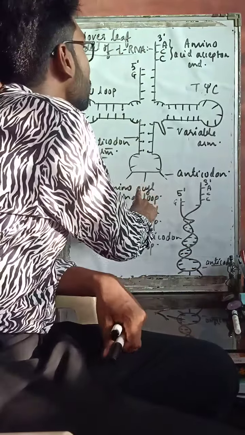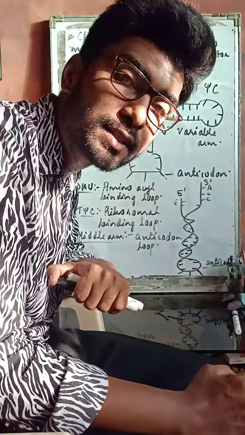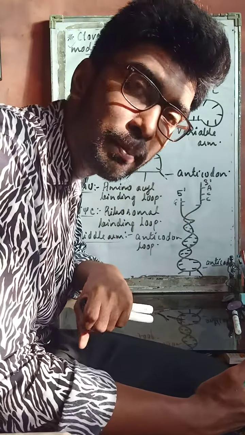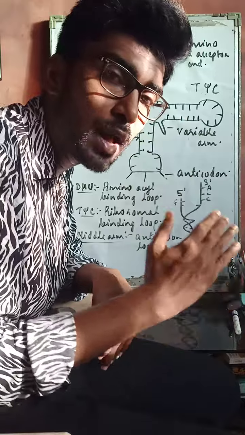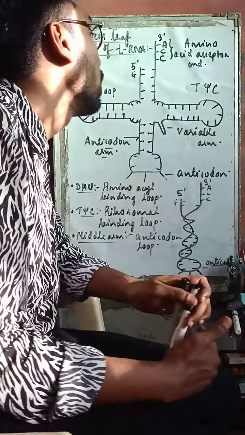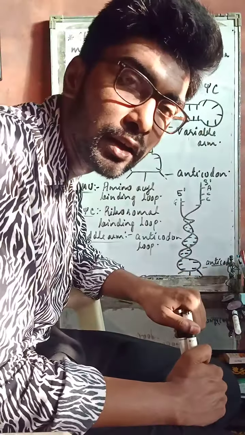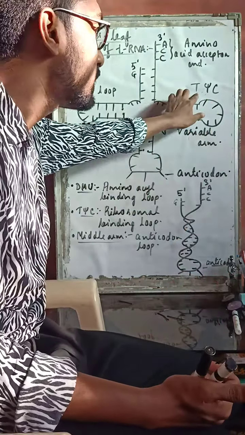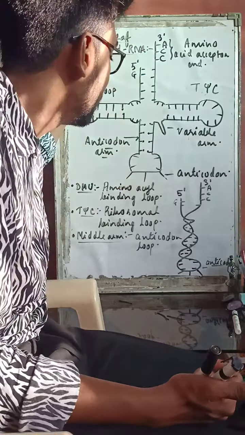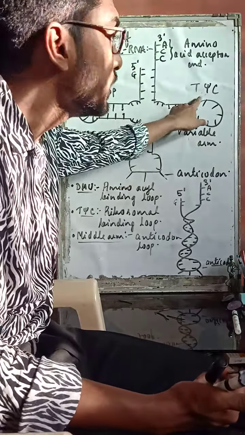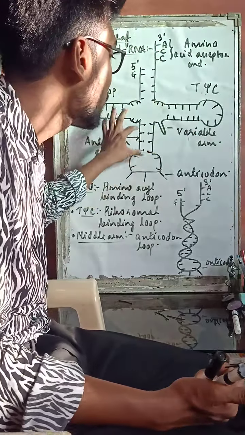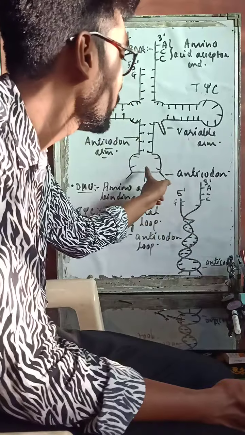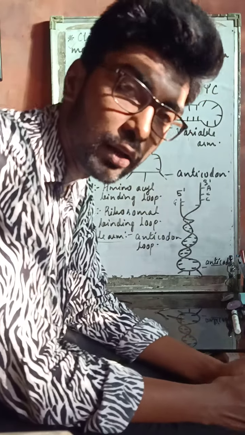So this is the clover leaf model of transfer RNA, also called adapter RNA, because it has the ability to read the codon and simultaneously bind with the amino acid, as the amino acid does not have an ability to read the codon. So it is called adapter RNA, right? How many arms? Three arms are present. DHU arm, T-C arm and anticodon arm. DHU for the amino acyl binding loop, T-C for the ribosomal binding loop, and the middle arm or the anticodon arm will contain your anticodons, which will pair with the codons of the messenger RNA.